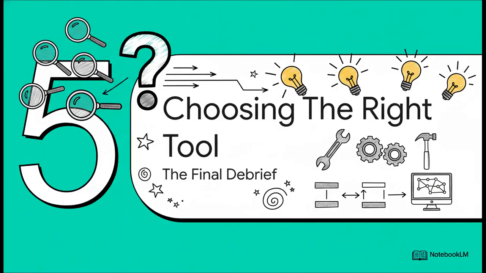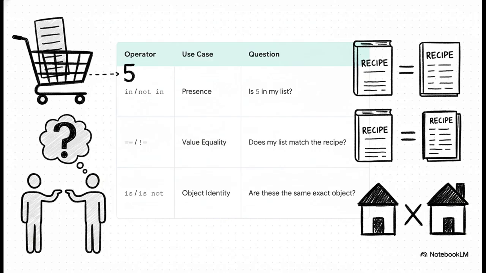Okay, we've investigated the evidence, we've uncovered the secrets. Now it is time for the final debrief, a clear, simple guide on which tool to use for which job so you can write cleaner, more correct code every time. Think of this slide as your go-to cheat sheet. Use in when you need to check for presence, is something inside a container. Use equals when you need to compare the values of two things. And you should really only use is when you specifically need to check for identity, to see if two variables are pointing to the exact same object. That's actually less common, but it's crucial when you're checking for things like None.